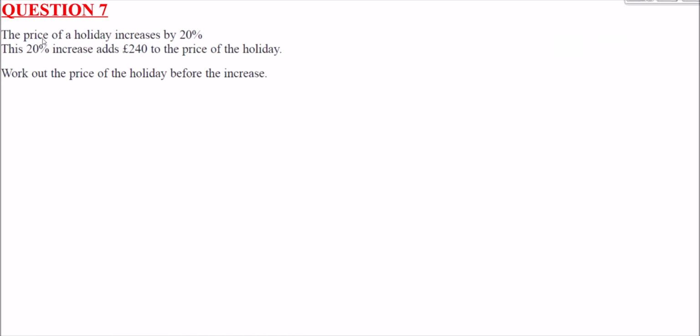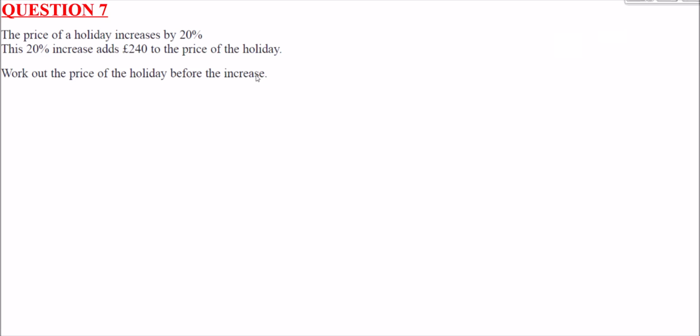Question 7, we're told about the price of a holiday. It's gone up by 20%. That's damn inflation for you. So anyway, this 20% increase adds £240 onto the price of what the holiday used to be. Work out the price of the holiday before the increase.